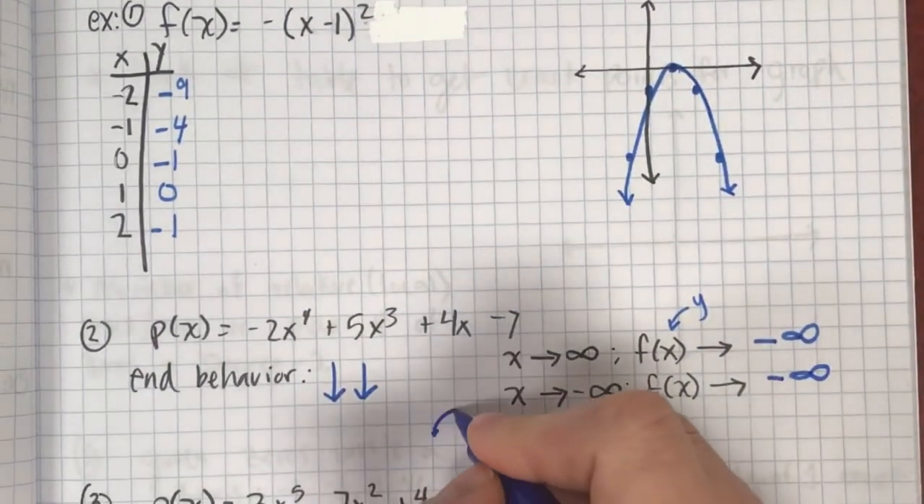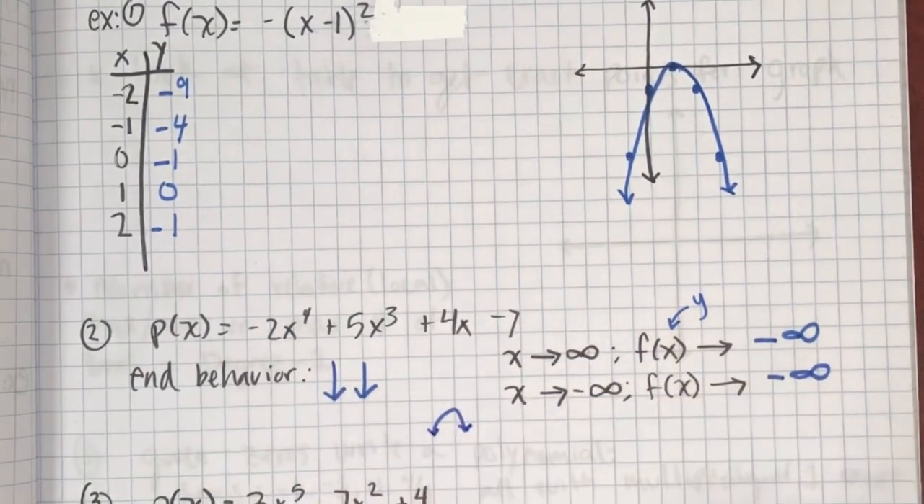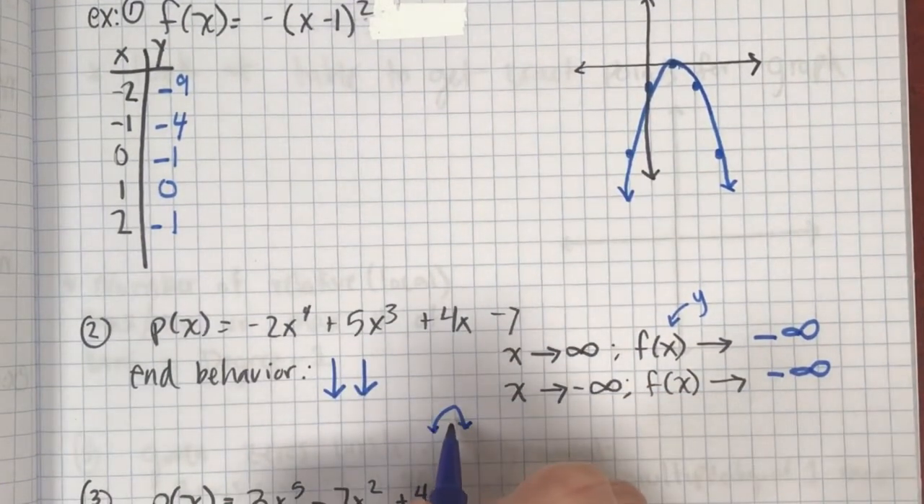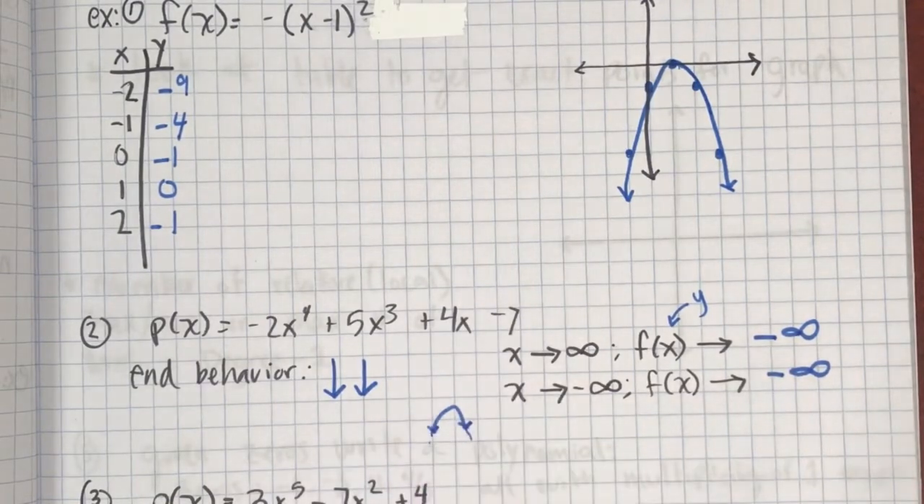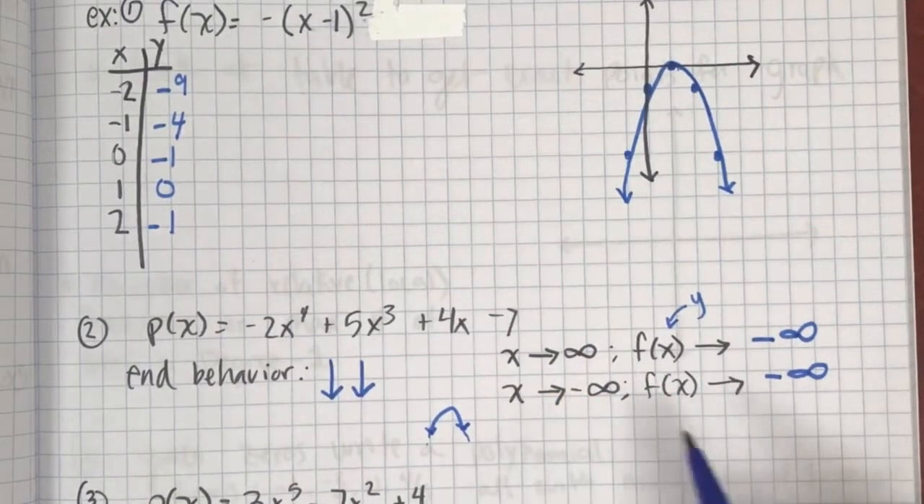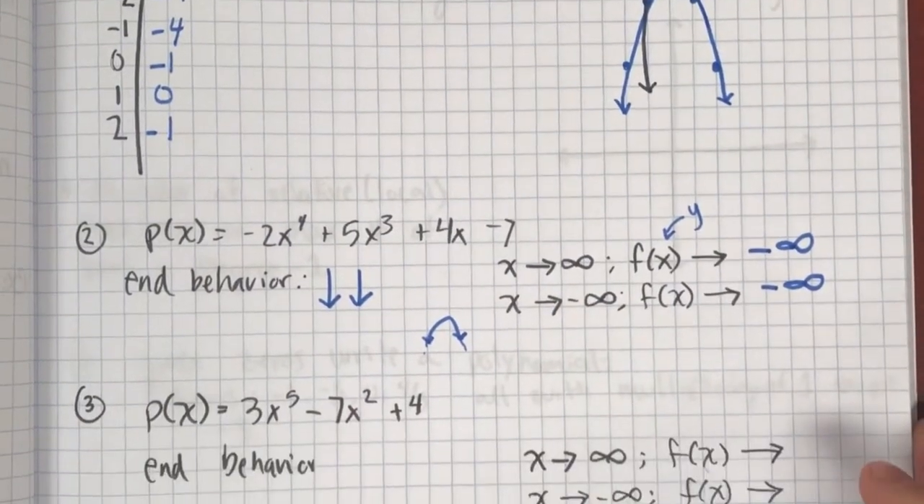My graph looks kind of like a frowny face. So as I'm approaching infinity, my y values are going down and down and down. As I'm approaching negative infinity, they continue down. And so this is just another way of putting that.